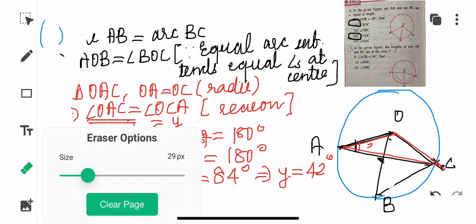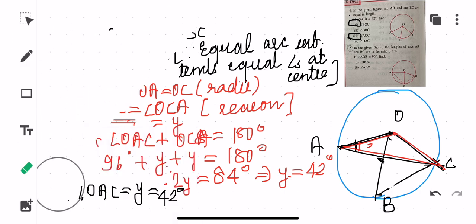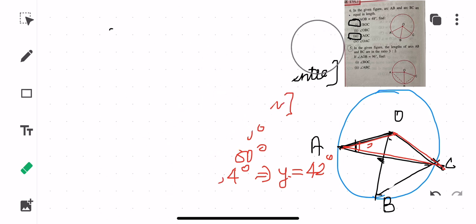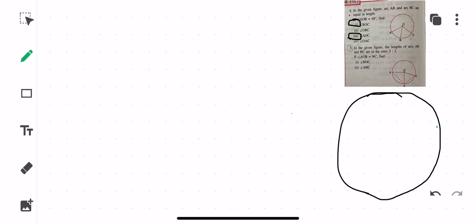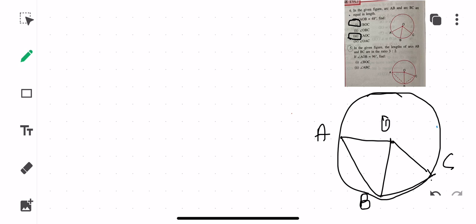In question number 5, the question says, in the given figure, the lengths of the two arcs AB and BC are in the ratio 3:2. So this is my circle that has been given, this is O, this is C, and this is B, and this is A. So they have given, in this sub question number 5, the lengths of arc. You will be writing arc AB divided by arc BC is equal to 3:2.